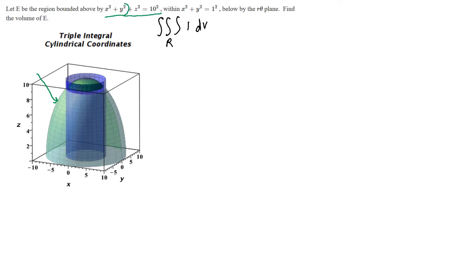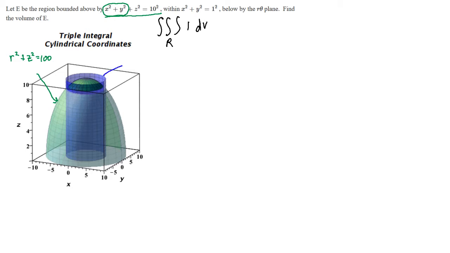We're going to change that to cylindrical coordinates. x squared plus y squared is the same as r squared. And so there's the equation for the green sphere. We were told in the problem that these are not necessarily drawn to scale, although that does look plausible.